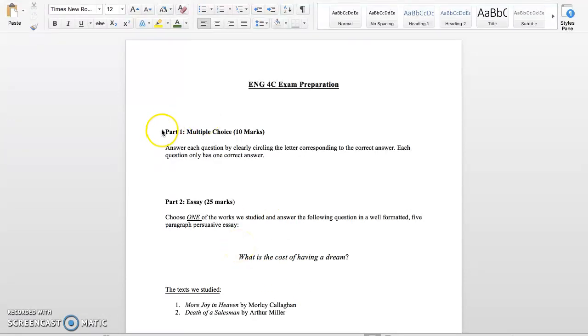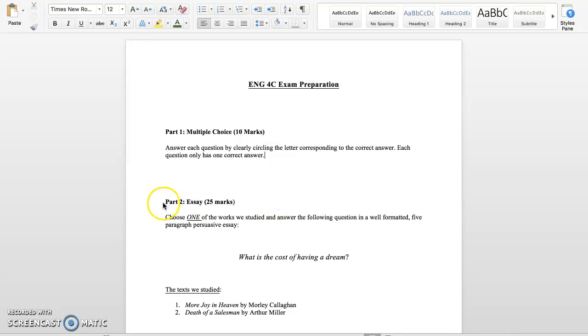So, part one of your exam, multiple choice. You've got 10 marks, you've got 10 questions. I will be asking questions about Death of a Salesman, questions about More Joy in Heaven, and I'll also be asking questions about literary devices. That would be metaphor, simile, hyperbole, things like that.